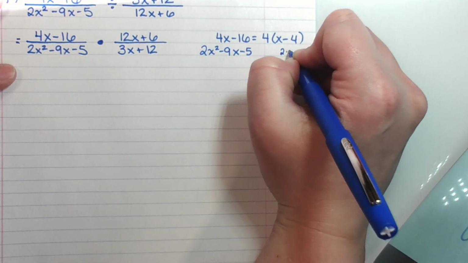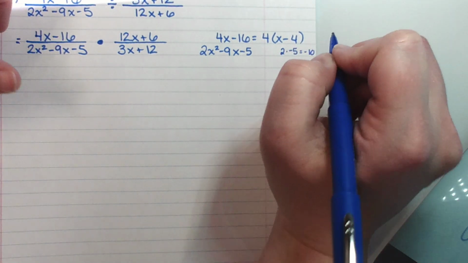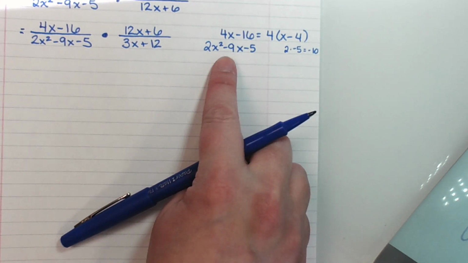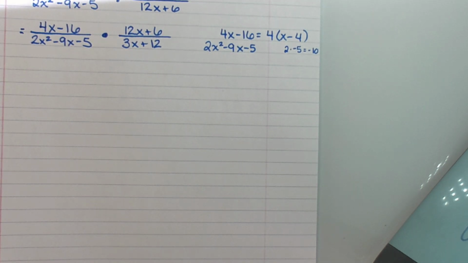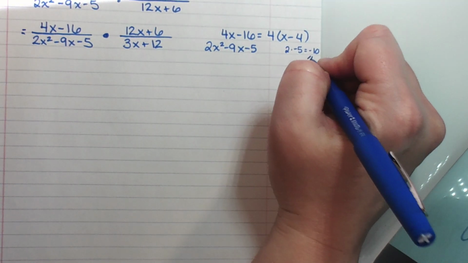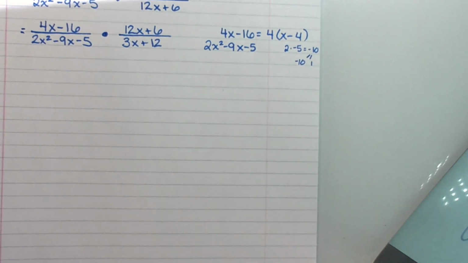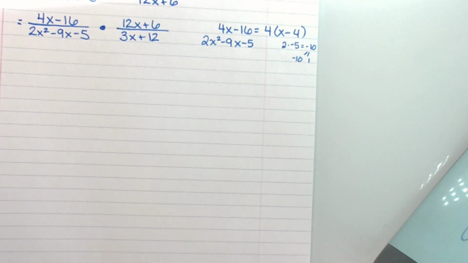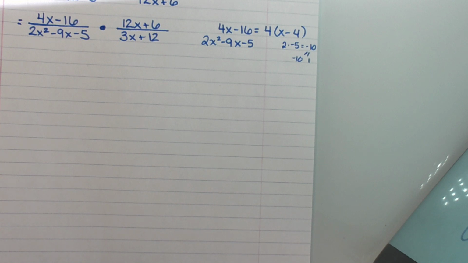So off to the side, 2 times negative 5 is negative 10. I need two things that when I multiply them together, I get negative 10, but when I add them, I get negative 9. What am I looking at? Burton? Thoughts on things that multiply to negative 10 but add to negative 9? Negative 10, positive 1. Can I go to parentheses now? No. I cannot go to the parentheses at this point.